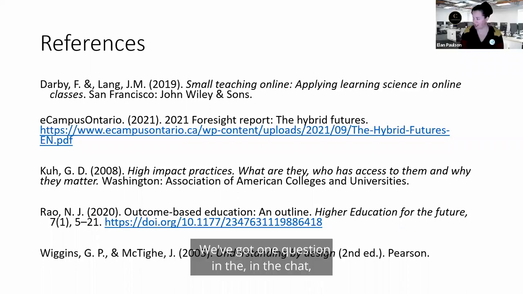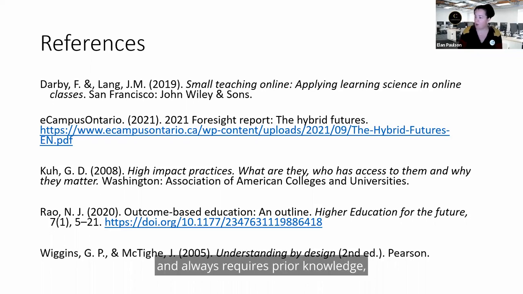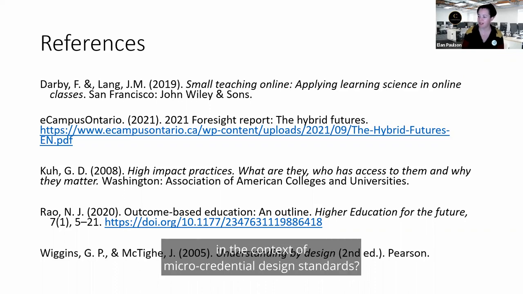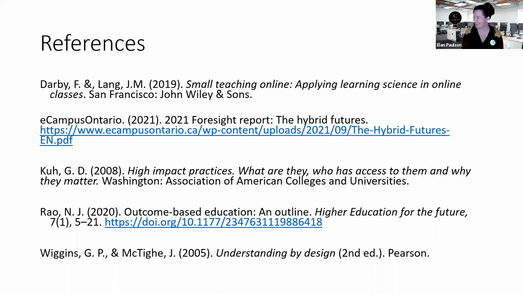We've got one question in the chat. Given learning like this would be largely self-directed and always requires prior knowledge, would it be safe to assume that virtually every micro-credential should de facto have a carefully curated reading and media list, in the context of micro-credential design standards, of course? What do you think, Nancy?